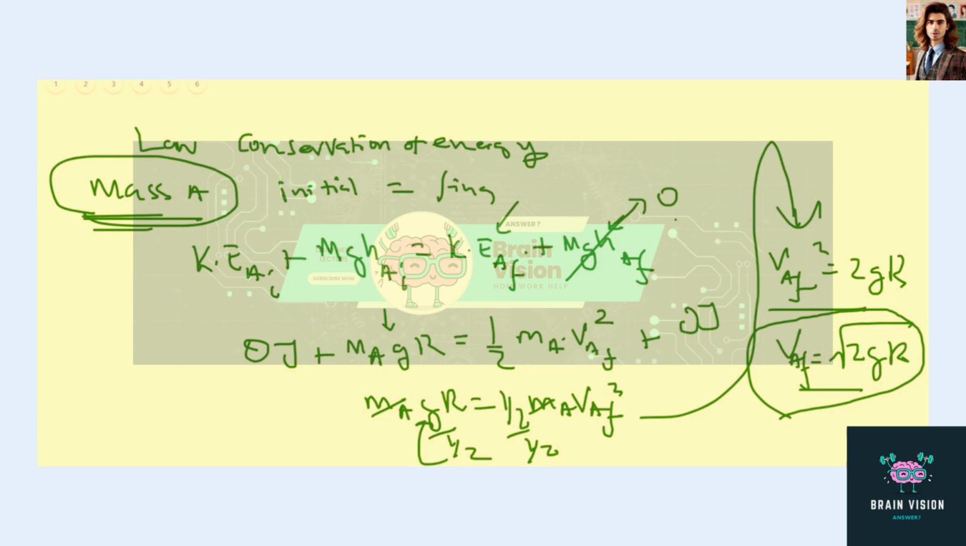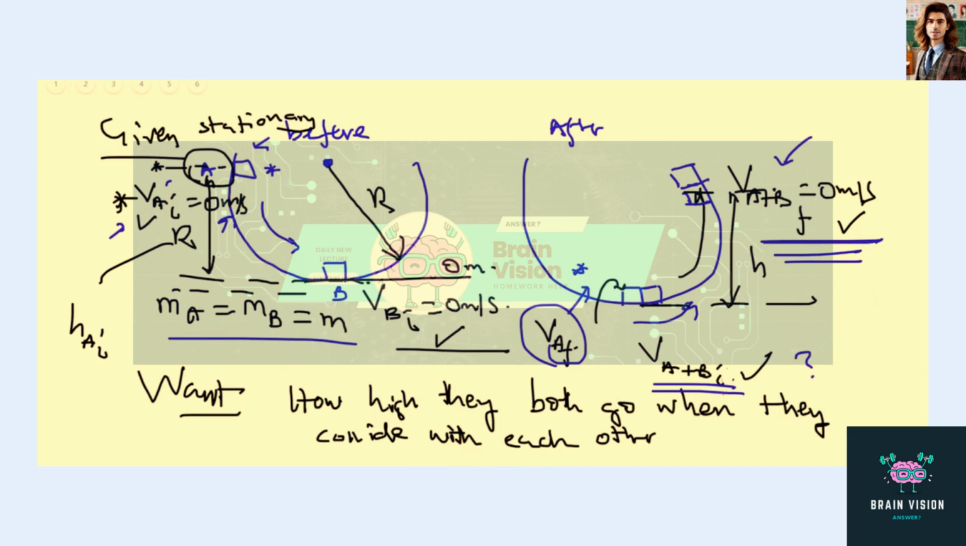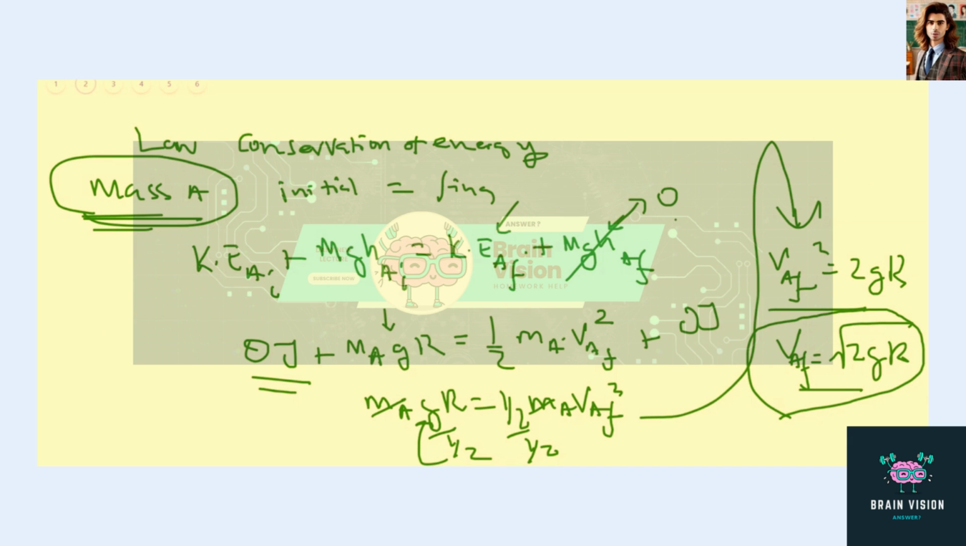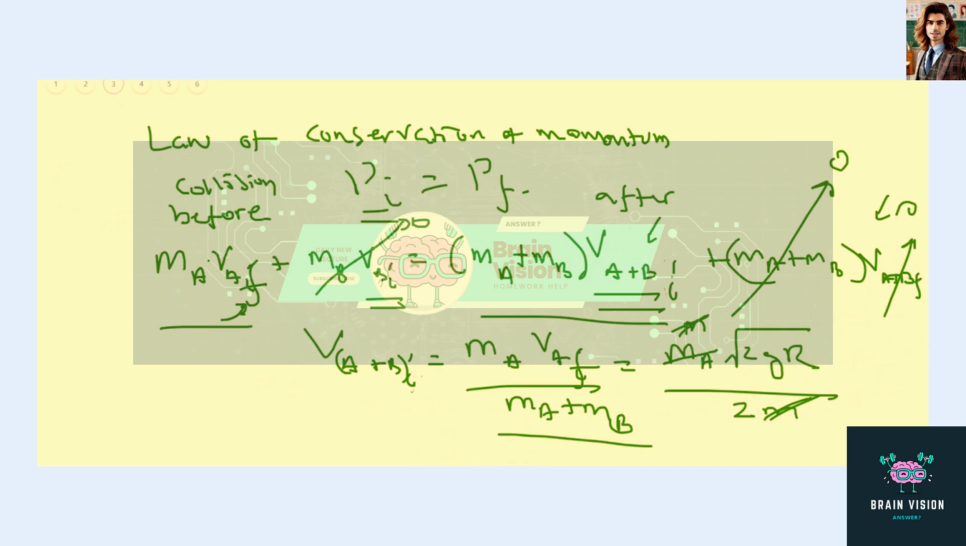And so here we focus on mass A. The initial kinetic energy is 0 because it's not moving, since its initial velocity is 0. And the initial potential energy, because it's elevated by a distance of r, is going to be mgr. The final potential energy is 0. It does have a final kinetic energy just before collision, and so we get the final velocity, which is radical 2gr. Then we use the law of conservation of momentum of the system before and after.